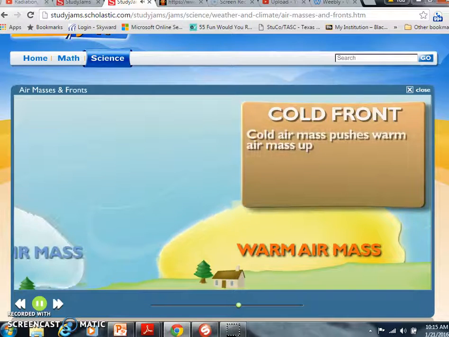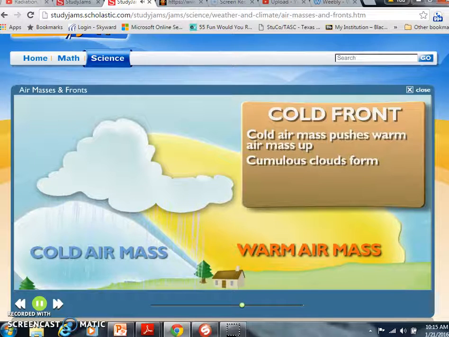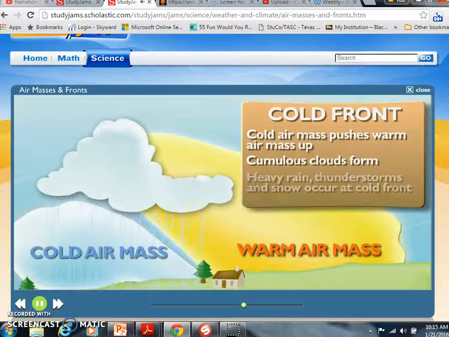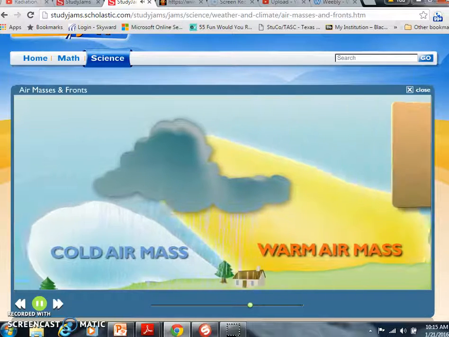Cold fronts happen when a cold air mass pushes a warm air mass up. Big puffy clouds, called cumulus clouds, are formed. When you see dark clouds like those, you can bet you're in for some heavy rain, thunderstorms, or a snowstorm like this. What happens at a warm front?